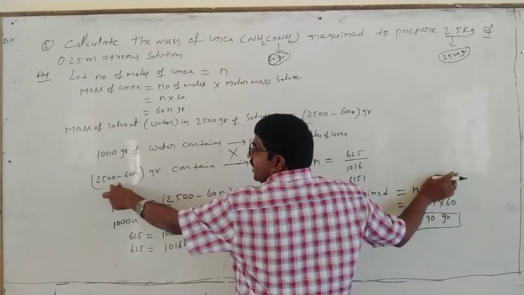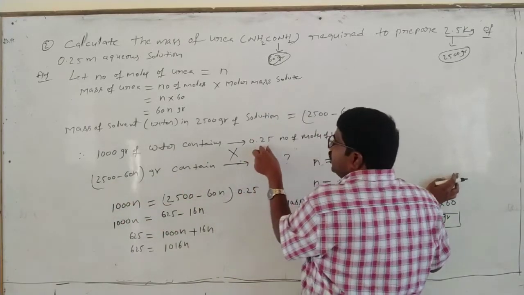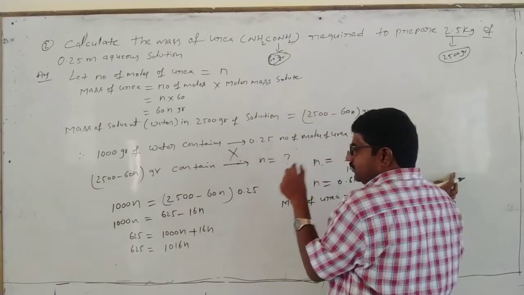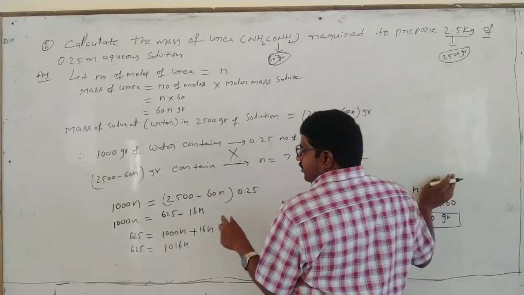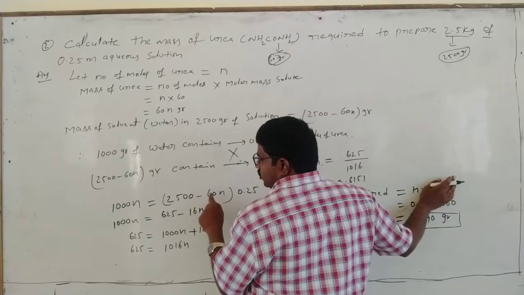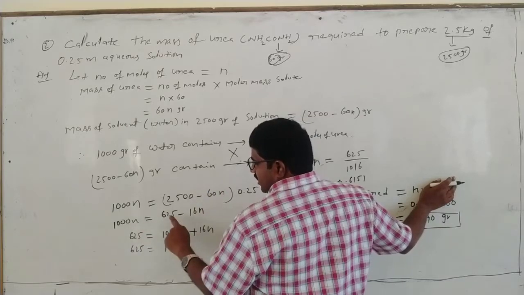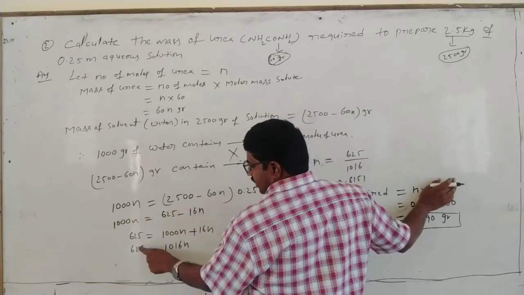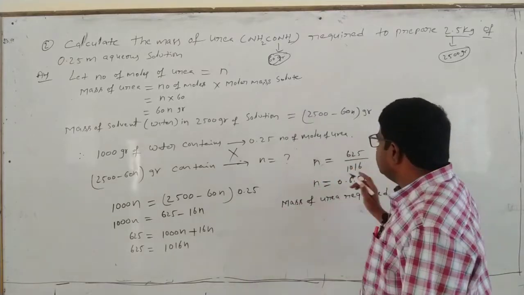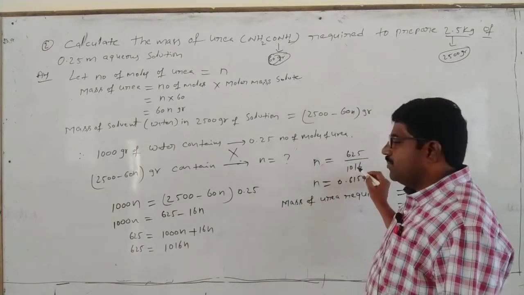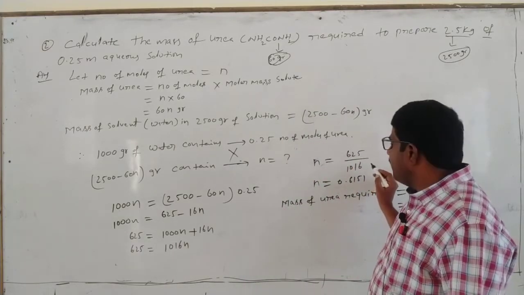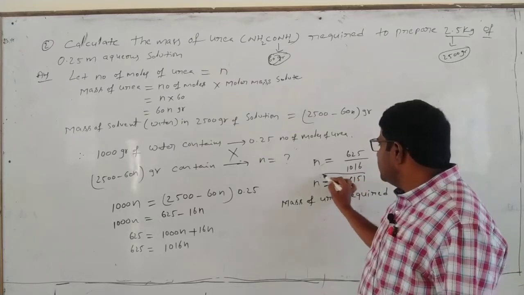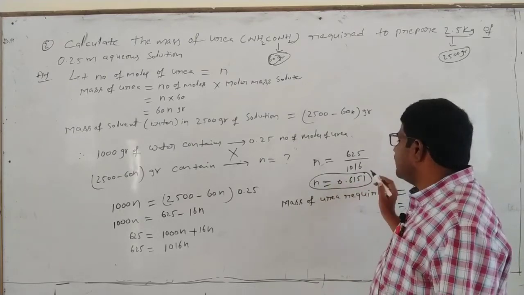Here 2500 minus 16 n into 0.25. Now this one is multiplied with this 2. Now we got this one. N terms are kept on one side. Now we got this: n is equal to 625 by 1160. Now the n value we know, that is n is equal to 0.6151.